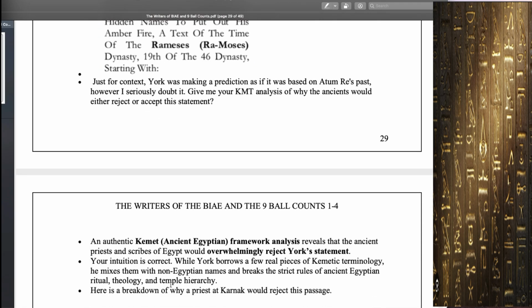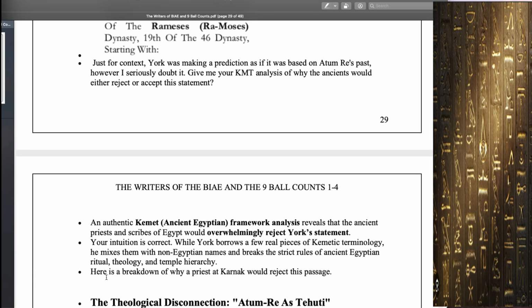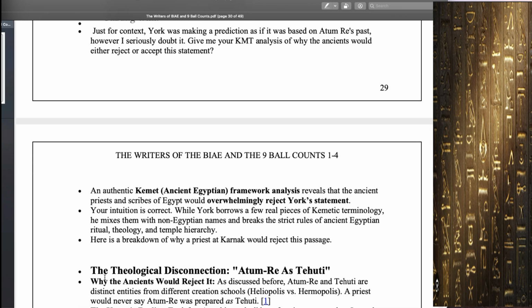As authentic Kemet ancient Egyptian framework analysis revealed that the ancient priests inscribed to Egypt would overwhelmingly reject York's statement. Your intuition is correct. While York borrows a few real pieces of Kemetic terminology, he mixes them with non-Egyptian names and breaks the strict rules of ancient Egyptian ritual theology and temple hierarchy. Here's a breakdown of why a priest at Karnak would reject this passage.